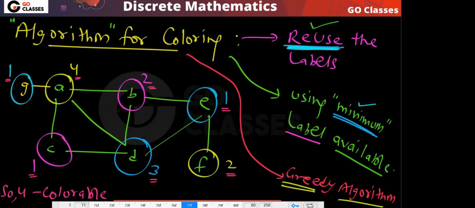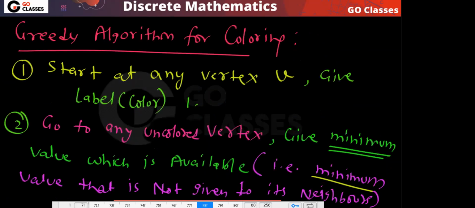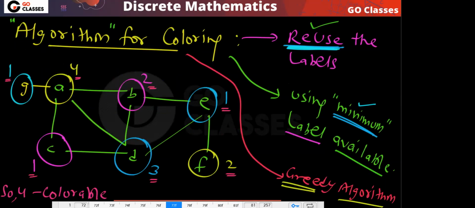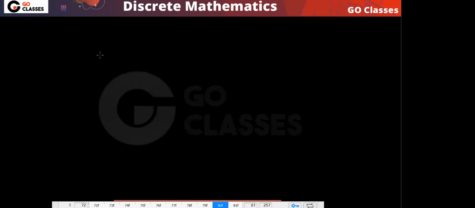But how many colors did I get? I got 4 colors. Okay, but if you change the vertex that you select, let me take this graph again. Okay, so let's take this graph.